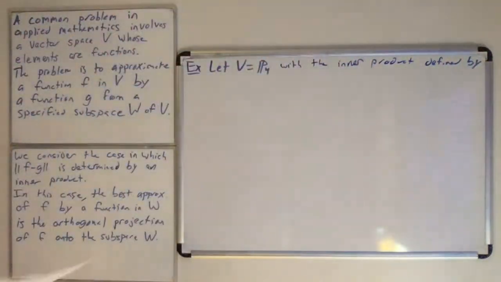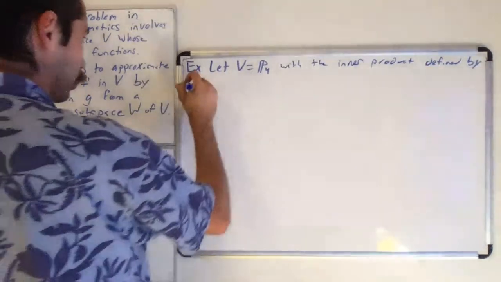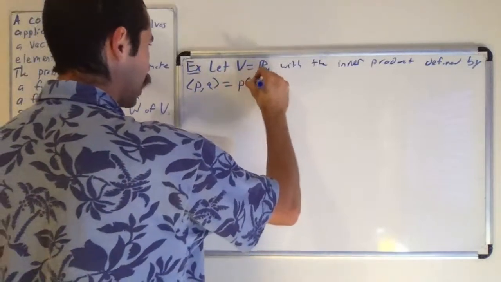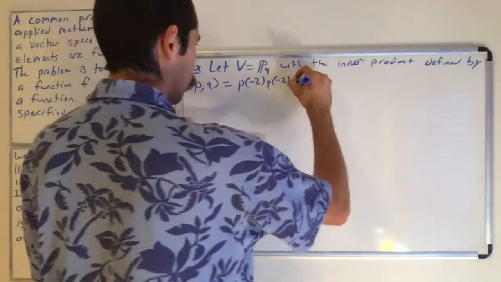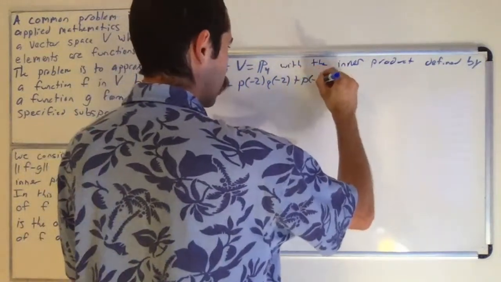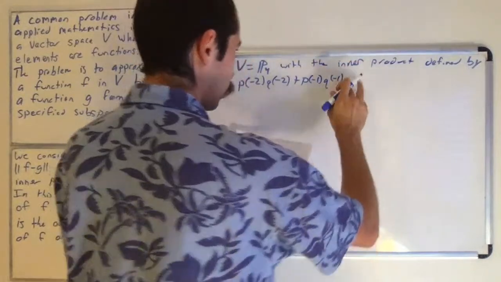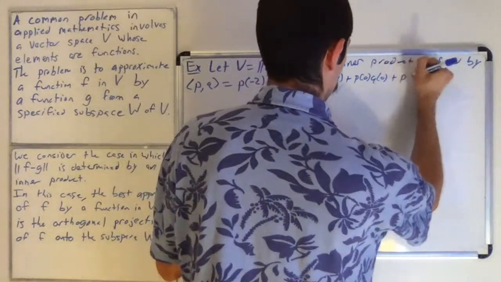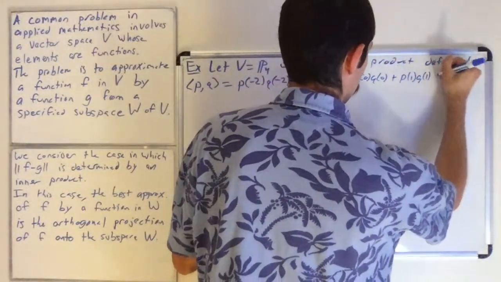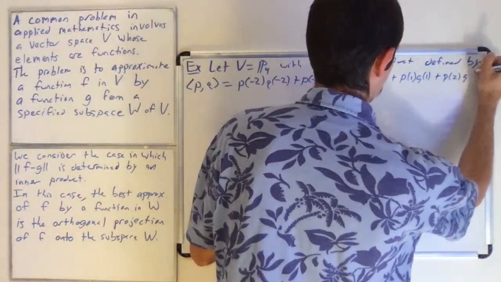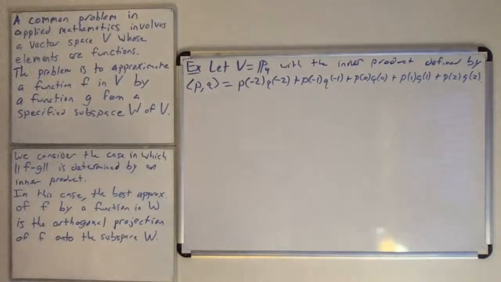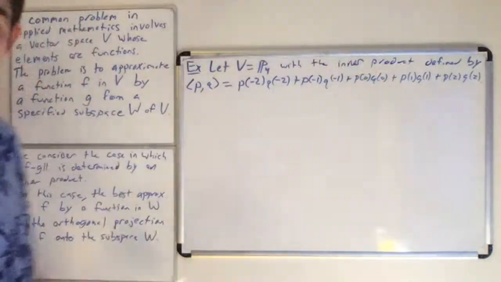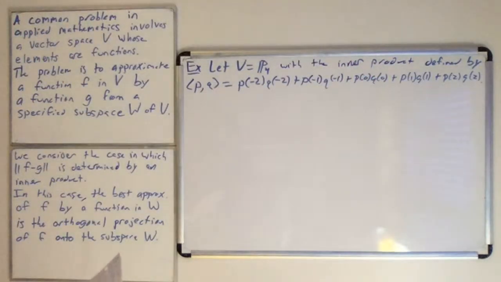So with the inner product defined by ⟨P, Q⟩ equal to P(-2)Q(-2) plus P(-1)Q(-1) plus P(0)Q(0) plus P(1)Q(1) plus P(2)Q(2). Okay, so that's our inner product. We have to evaluate our polynomials at -2, -1, 0, 1, and 2, and multiply them together like this.